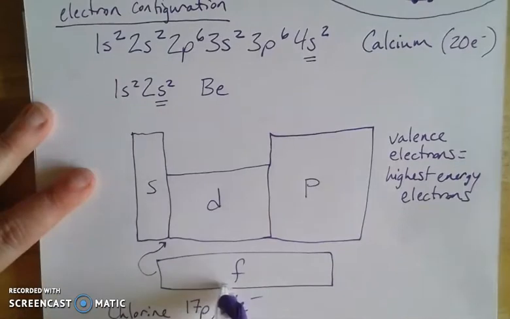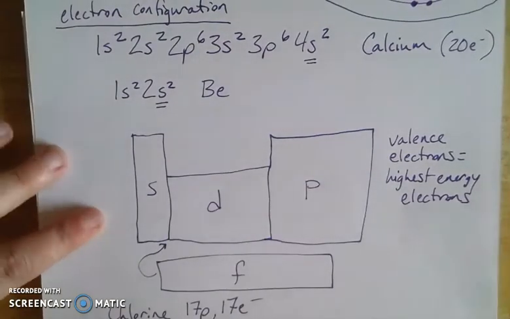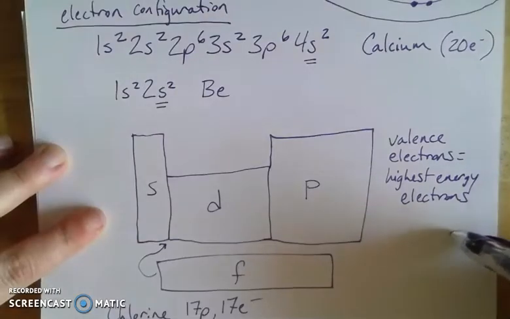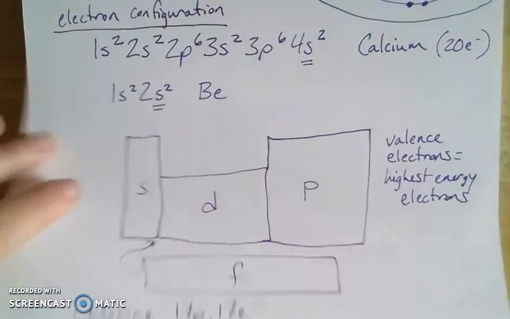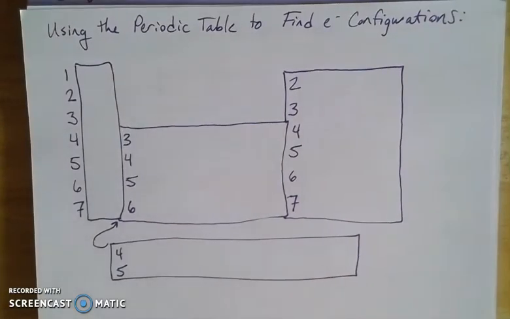And I want to talk in this video about how to use those to find the electron configurations, and then also how to find the valence electrons based on their position. And again, the valence electrons are those highest energy, outermost shell electrons that are involved in all the cool chemistry. All right, so let's talk about using the periodic table to find these electron configurations.